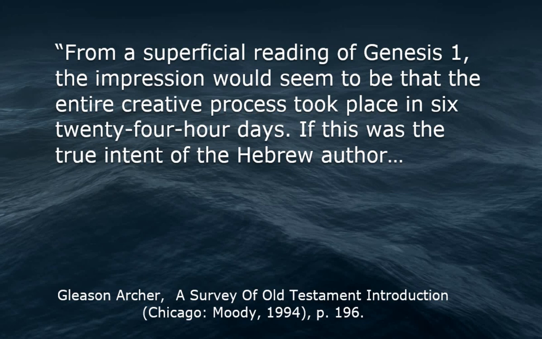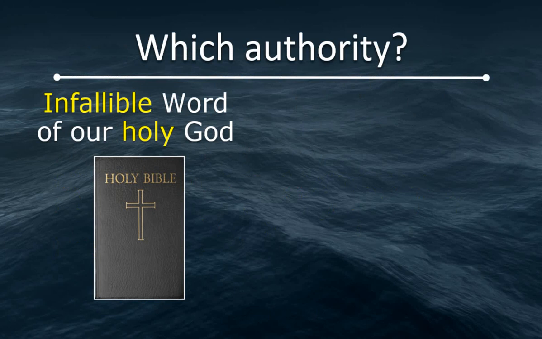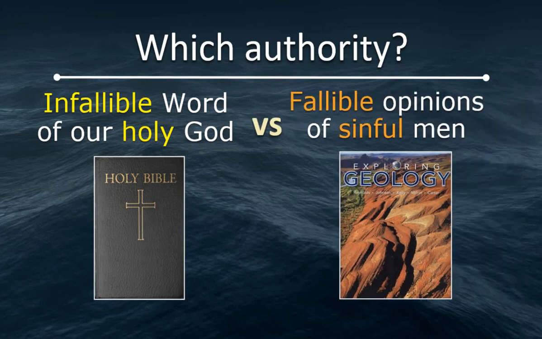Gleason Archer, he was an Old Testament expert, and I think he passed away, but he wrote this: from a superficial reading of Genesis 1, the impression would seem to be that the entire creative process took place in 6 24-hour days. If this was the true intent of the Hebrew author, this seems to run counter to modern scientific research, which indicates the planet Earth was created several billion years ago. So which authority are we going to believe? The infallible word of our holy God, or are we going to believe fallible opinions of sinful men?